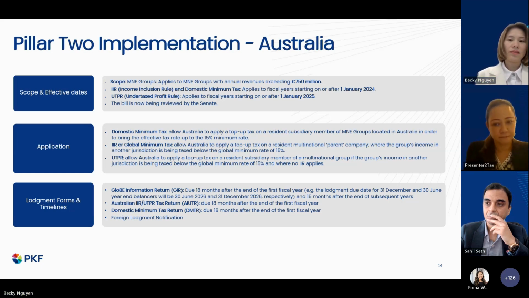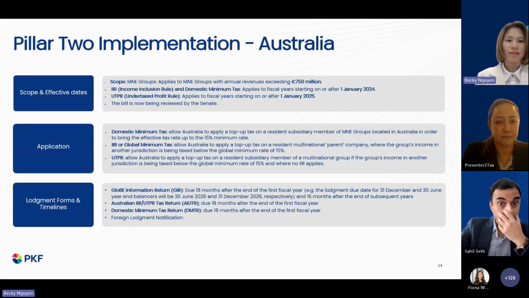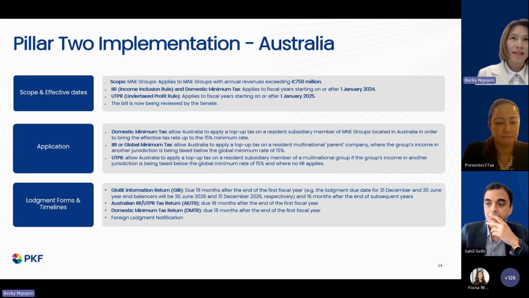So, in summary, there are key recent developments that taxpayers must be aware of in terms of financing arrangements, intangibles, and also the interplay with the Pillar 2 implementation in Australia. And with that, I would end my sharing session here, and I would hand it over to Ai Chen, who will take us through the transfer pricing landscape in Malaysia.